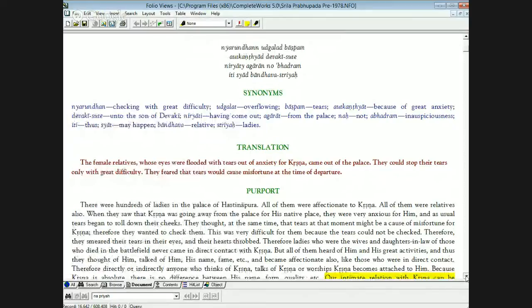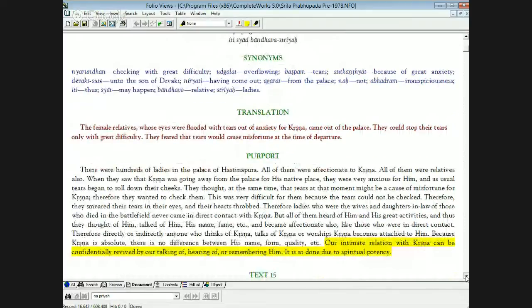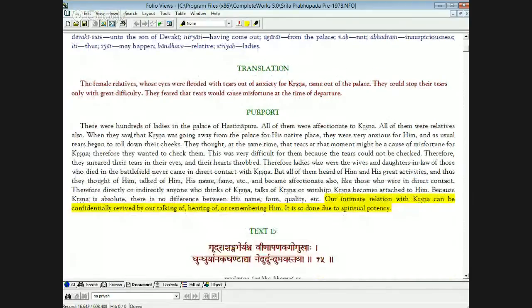Yes, Mata. There were hundreds of ladies in the palace of Hastinapur. All of them were affectionate to Krishna. All of them were relatives also. When they saw that Krishna was going away from the palace for his native place, they were very anxious for him, and as usual, tears began to roll down their cheeks.